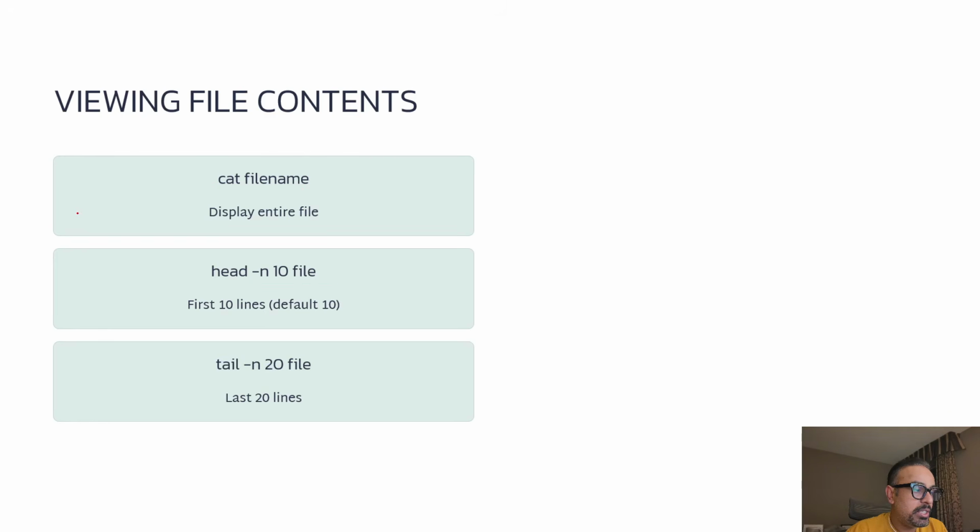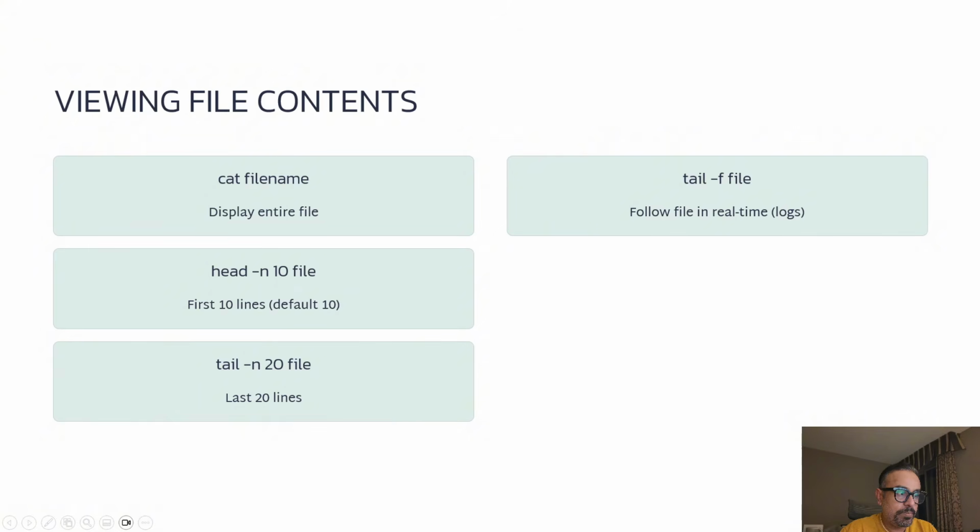Then comes tail -n 20 file. It is going to display the last 20 lines. So from the bottom, it is going to show you the last 20 entries. This is especially useful for checking the end of files, like seeing the most recent entries in the data file or in the logs.